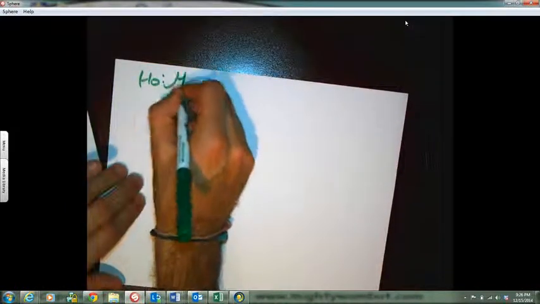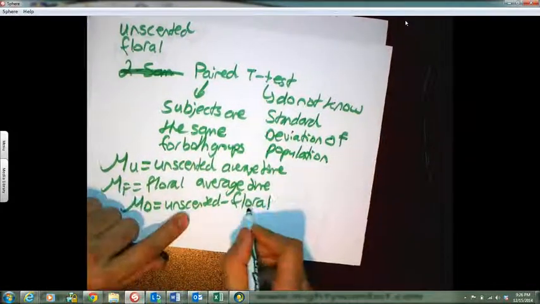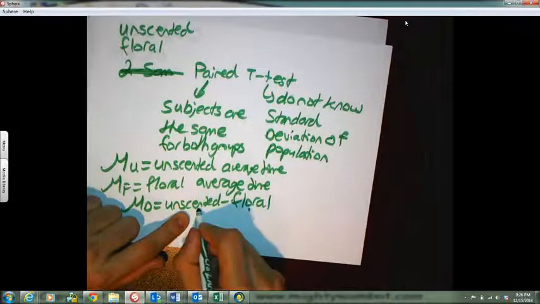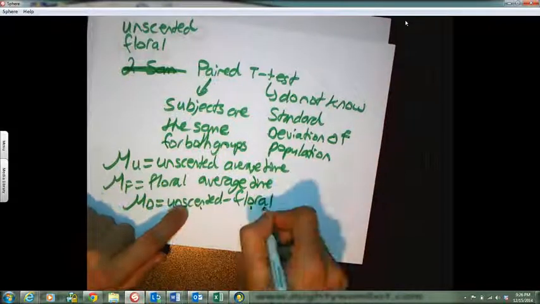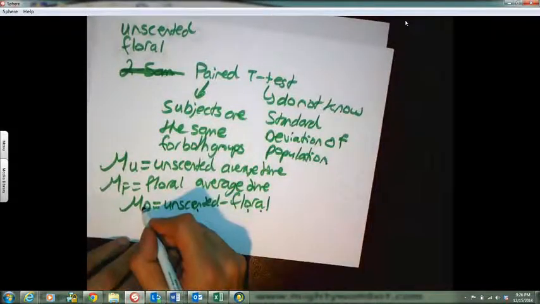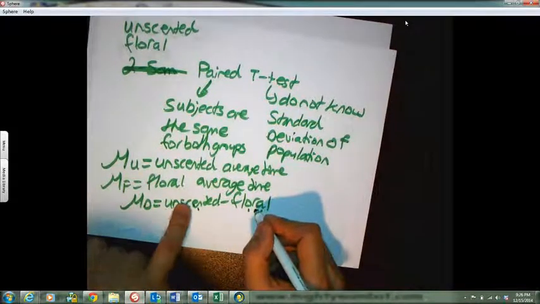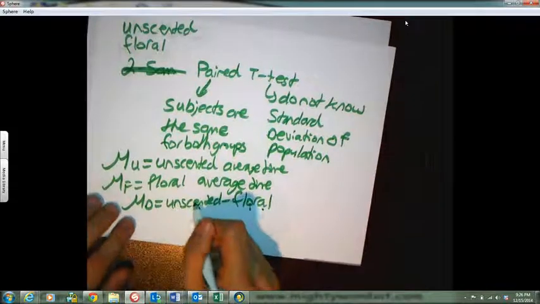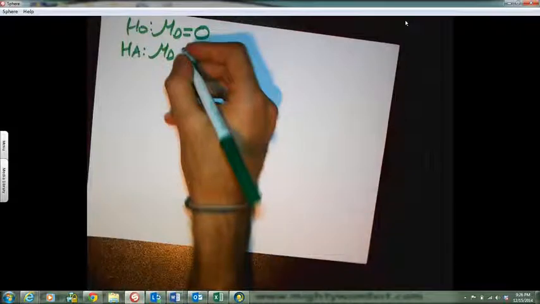The null hypothesis is that mu d equals 0, and the alternative hypothesis is that mu d what? So my guess, right, what I'm trying to test is that floral works better than unscented. In other words, if floral is better, then floral should have a smaller time than unscented, so this d should be a positive number. So I want to say mu d greater than 0.